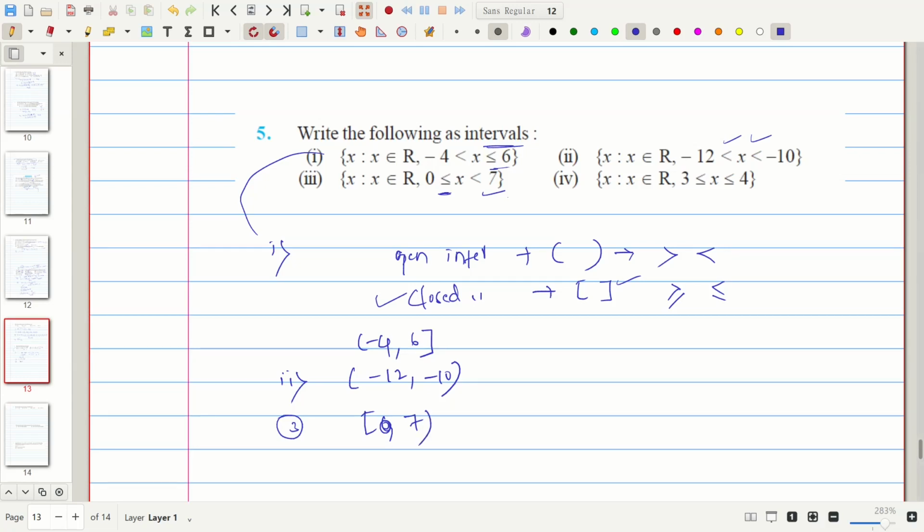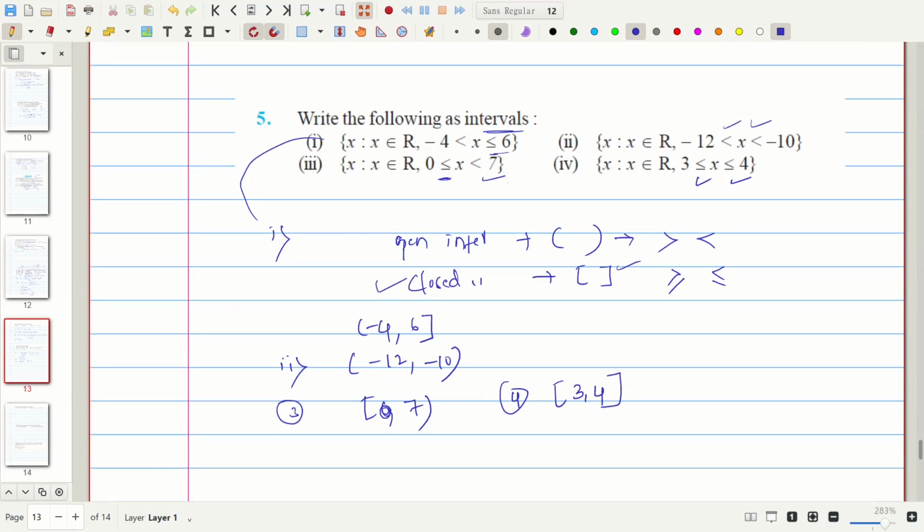7 is open. And what about here? It is closed and it is closed. Both are closed. The fourth one we can write as 3 comma 4. Right. Next, come to the next problem.